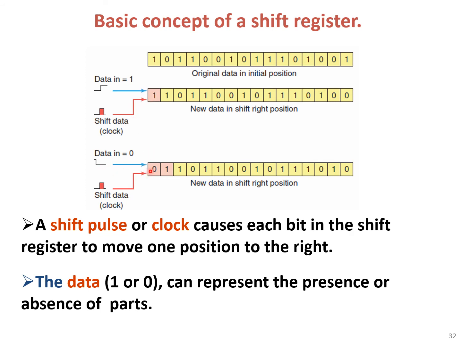Again, another pulse and another move, and you see what's happening, this 0 is coming to the first, and everything moved to the right. A shift pulse or clock causes each bit in the shift register to move one position to the right. The data 1 or 0 can represent the presence or absence of parts. Okay.